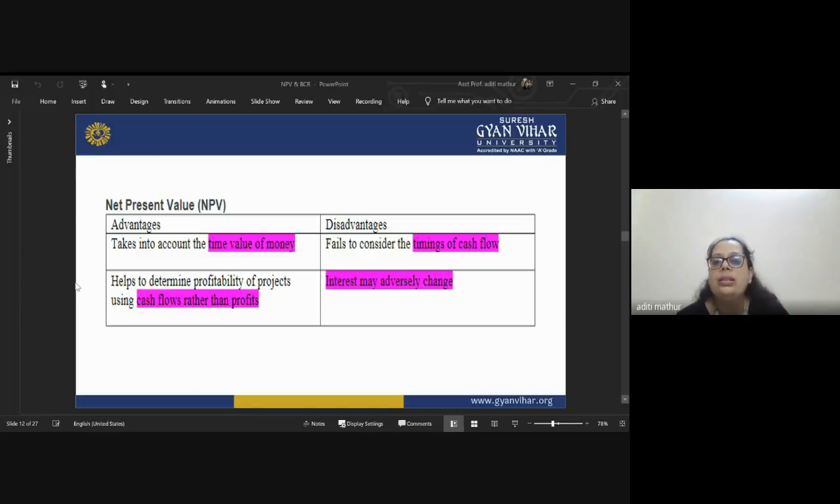Now, if we discuss the disadvantages associated with this method, the first one is that it fails to consider the timing of cash flows. The second one is that the interest rate may adversely change. Right now it is 10%, later on it might be 5%, 20%, or 25%, but we assume it to be 10% for the entire life of the project. It might change. So the factor rate used in the calculation of your present value might change. That is also one of the very important disadvantages associated with the NPV method.